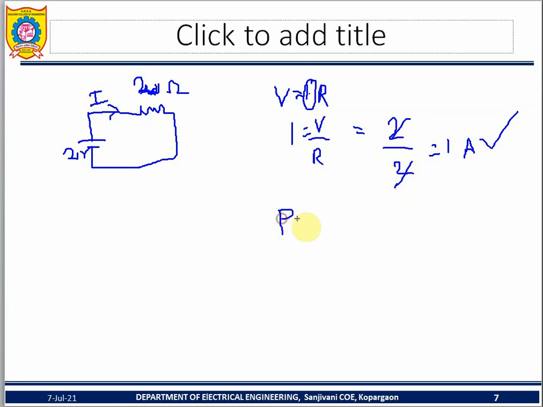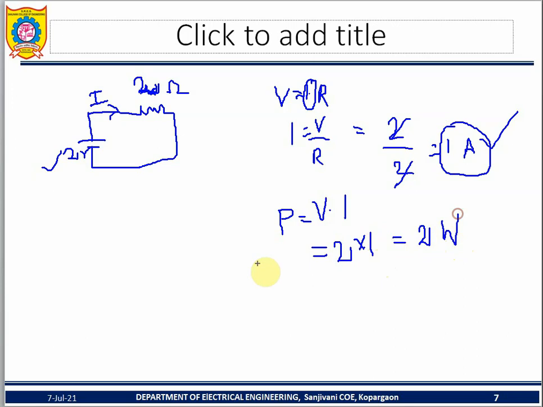P is equal to V into I. What is the V value? 2 volt. I value, 1. Multiply 2 into 1, answer 2 watt. So this is the power value.